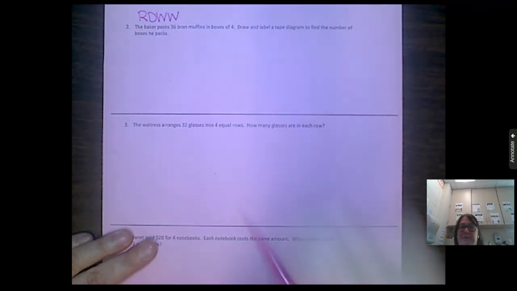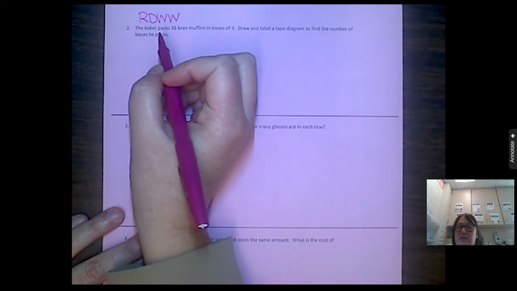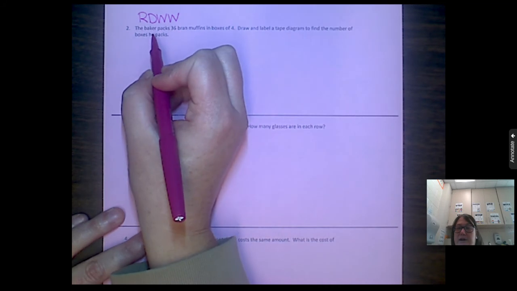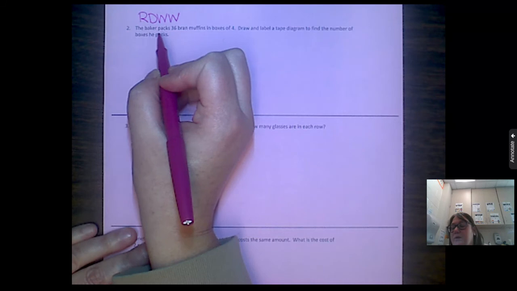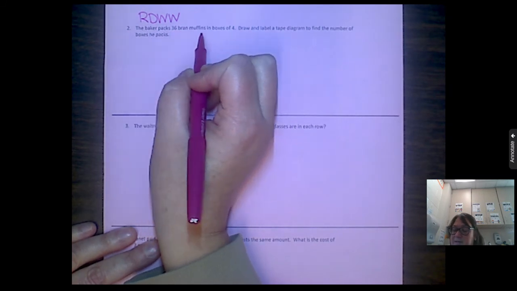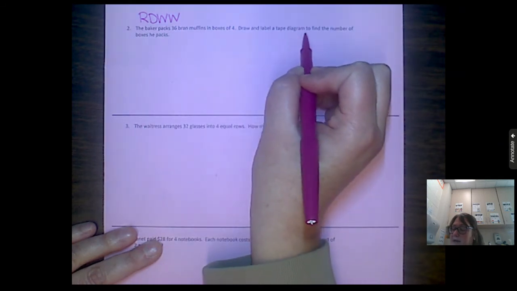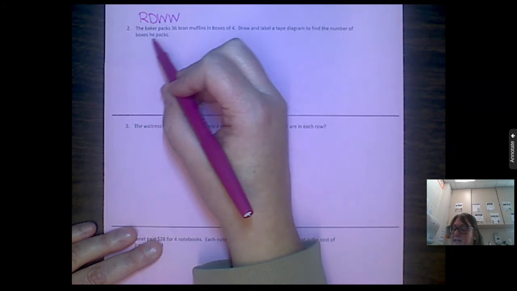What do we have on the back? These look like word problems, right? So if they're word problems, what does that mean? That we need to have R, D, W, W. Okay. Will you read this with me? Put your pencil or your finger on the baker and will you read it right along with me? Okay, here we go. The baker packs 36 bran muffins in boxes of 4. Draw and label a tape diagram to find the number of boxes he packs.